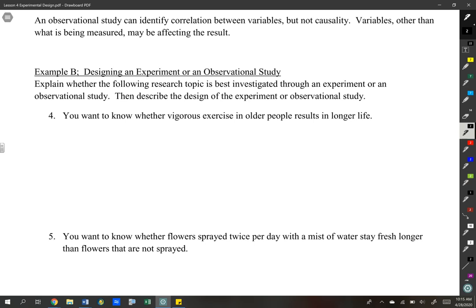So you want to know whether vigorous exercise in older people results in longer life. All right, so we're not going to do an experiment because we don't want older people who haven't been exercising to all of a sudden start exercising. That could cause a big problem. So in this case, we definitely would prefer to use an observational study.